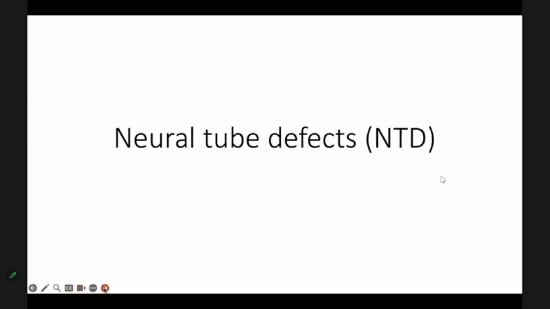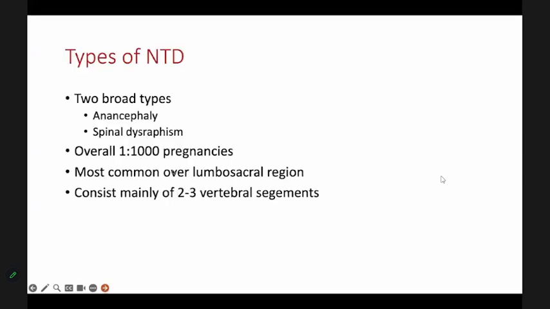Now we move on to neural tube defects, right? So a little bit of anatomy as well, a little bit of embryology. So broadly, when you talk about neural tube defects, you can have different types of neural tube defects. You can have neural tube defects which involve the brain. Often what we call, you can have anencephaly.